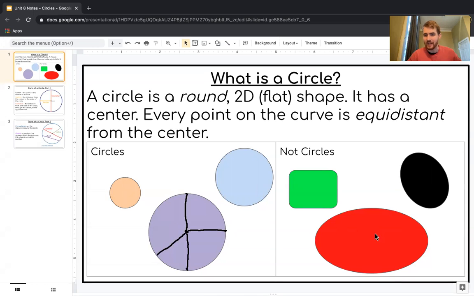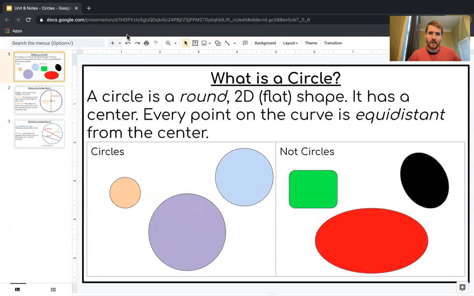On the other hand, if we look at this red oval over here, it also has a center, but you can see it's a lot farther to get to the side on the left and the right, and it's much shorter to get to the top or the bottom. So this is not a circle because every point is a different distance away from the center. So that was the first thing we talked about.